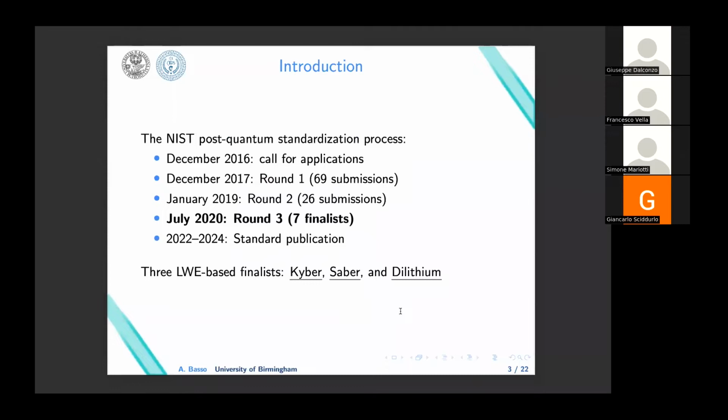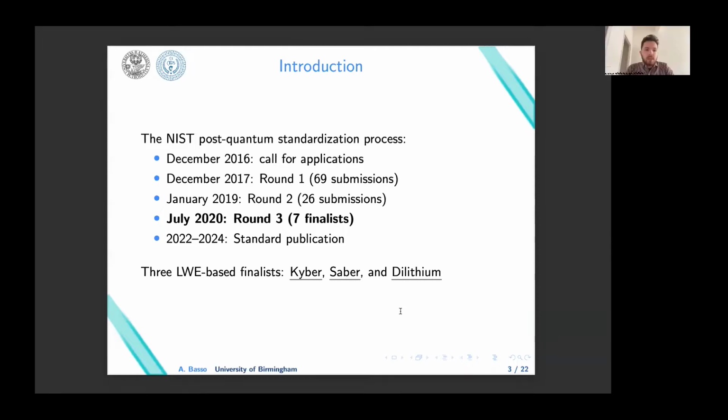You probably have already seen this or know about this, but NIST, the American National Institute for Standards and Technology, started a standardization process that aims at finding the new post-quantum protocols to be deployed worldwide. Currently we are towards the end of round 3, and we expect within a few days now that the standards will be announced.